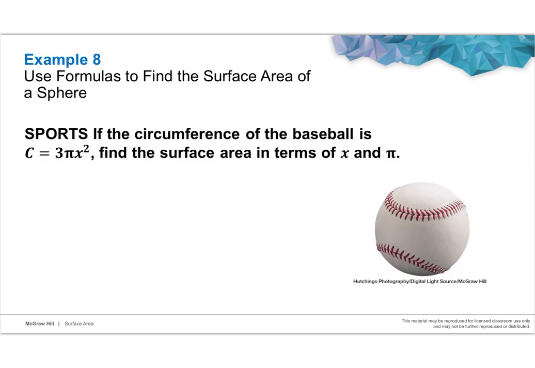Now we have the shape of our baseball here being approximated by the surface area of a sphere formula. And this time we are using a different measurement than just straight up the radius to find the surface area. So this time we know that the circumference of this baseball is 3 pi x squared. We're asked to find the surface area in terms of x and pi. Let's see what we can do with this.